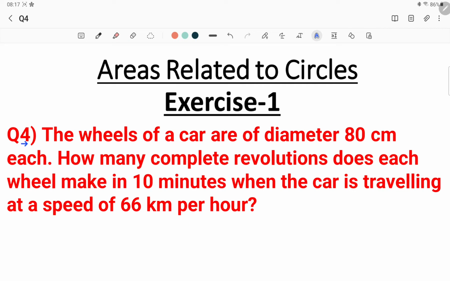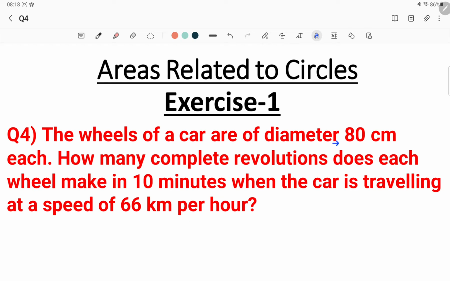Let us have a look at this fourth question from the chapter Areas Related to Circles, which is there in the first exercise. The question goes like this: the wheels of a car are of diameter 80 centimeter each. That means the radius is 40 centimeter. How many complete revolutions does each wheel make in 10 minutes when the car is traveling at a speed of 66 kilometer per hour?